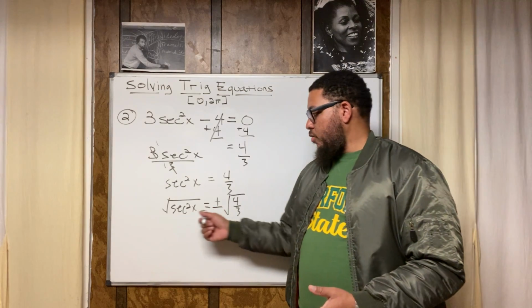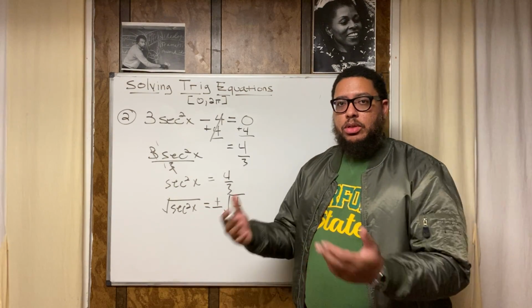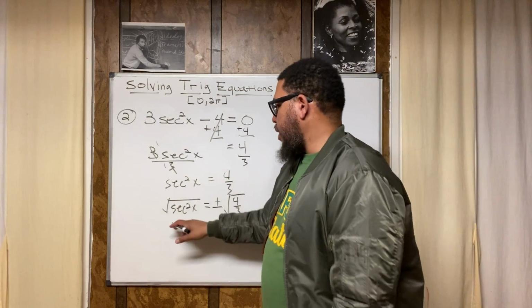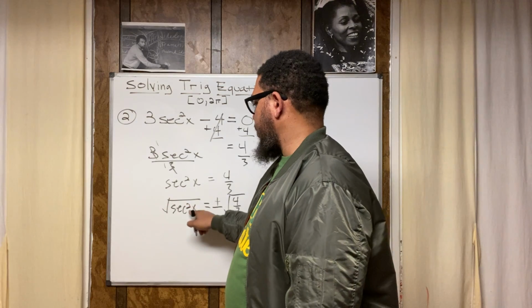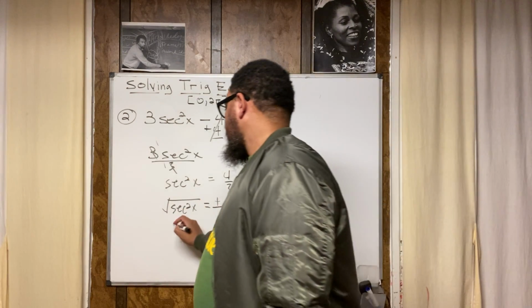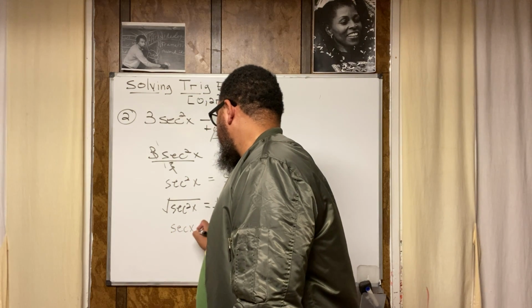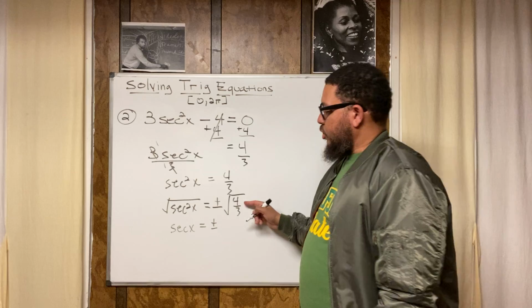So when we take the square root of something in an equation, we put the plus or minus symbol to show that. Now, the square root and the square are inverses, so they basically cancel each other out. So that leaves me with the secant of x is equal to plus or minus the square root of 4/3.